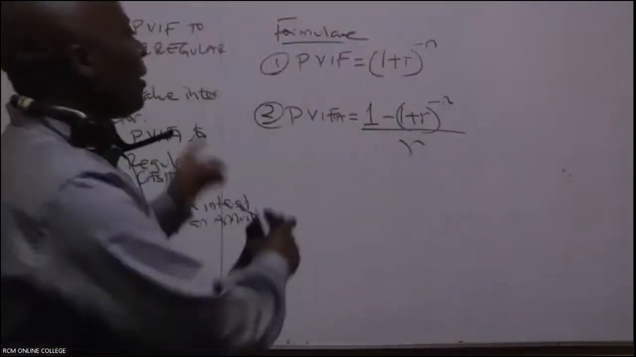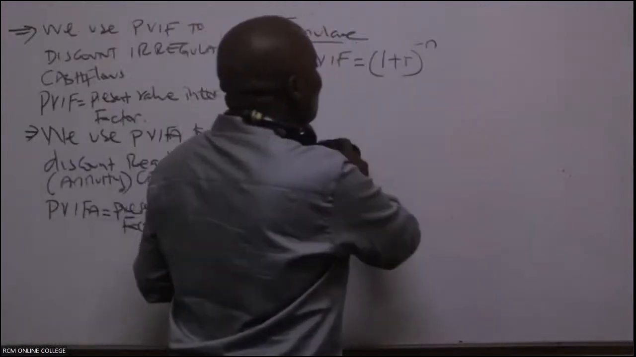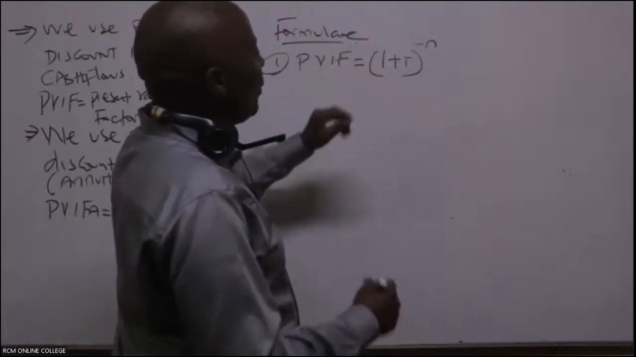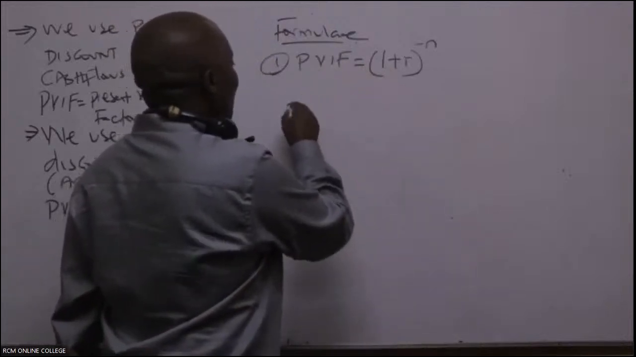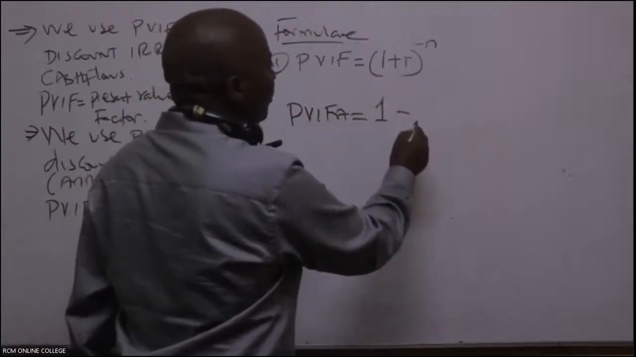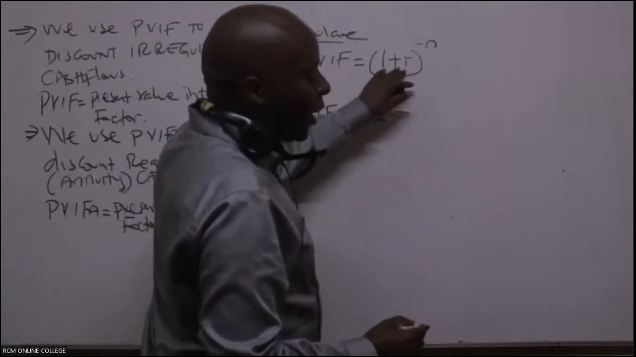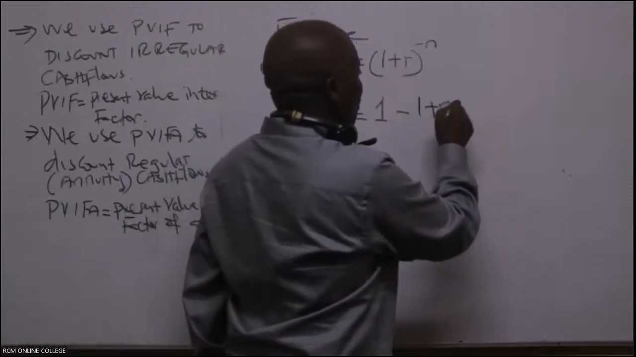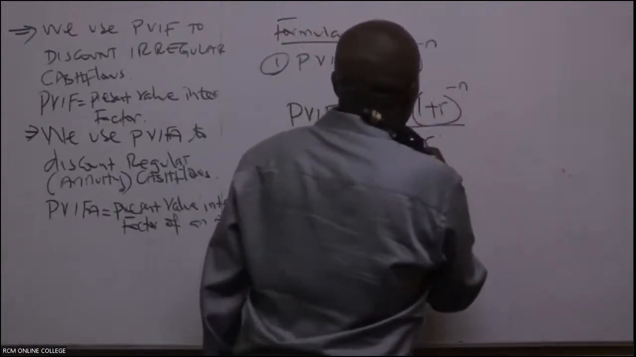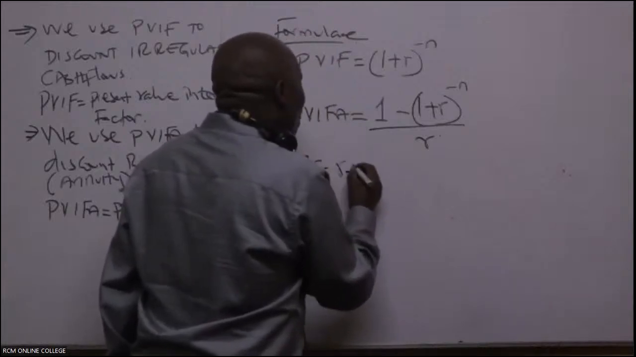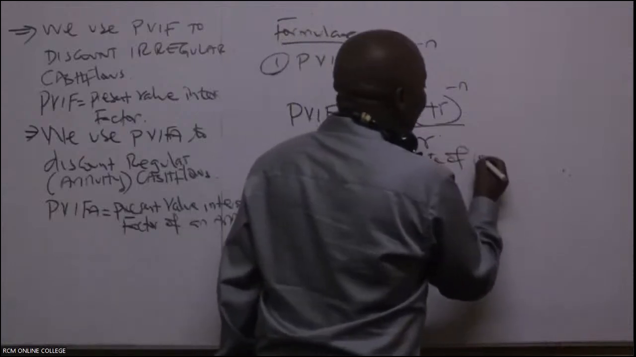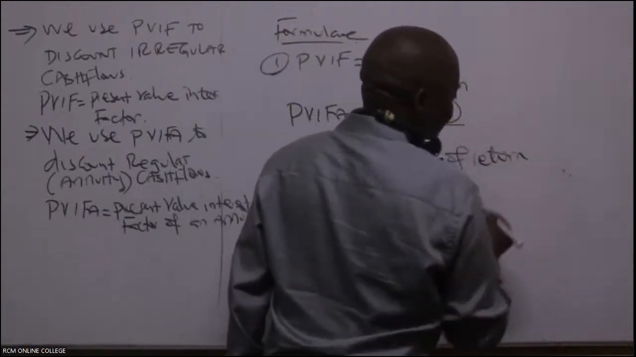The moment you cram the formula of PVF, the one of 1 plus r raised to negative n, then to get PVF, ladies and gentlemen, is very easy because it's all about taking 1 minus this formula. So 1 minus 1 plus r raised to negative n all over r, where r is the required rate of return.